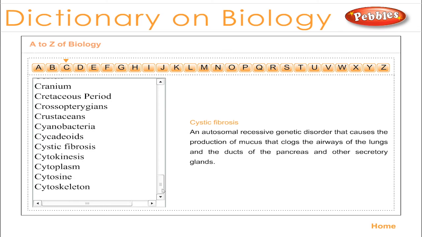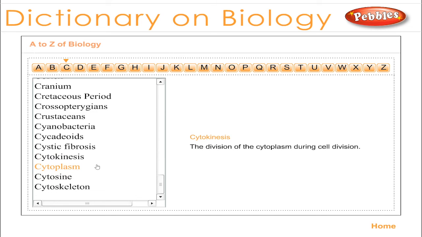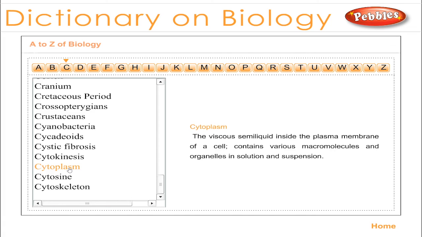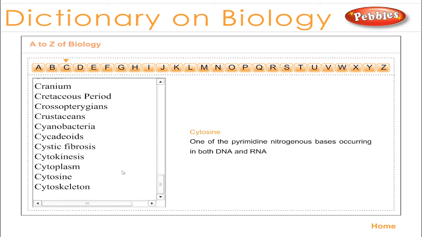Cystic fibrosis, an autosomal recessive genetic disorder that causes the production of mucus that clogs the airway to the lungs and the ducts of the pancreas and other secretory glands. Cytokinesis, the division of the cytoplasm during cell division. Cytoplasm, the viscous semi-liquid inside the plasma membrane of a cell, contains various macromolecules and organelles in solution and suspension. Cytosine, one of the pyrimidine nitrogenous bases occurring in both DNA and RNA.